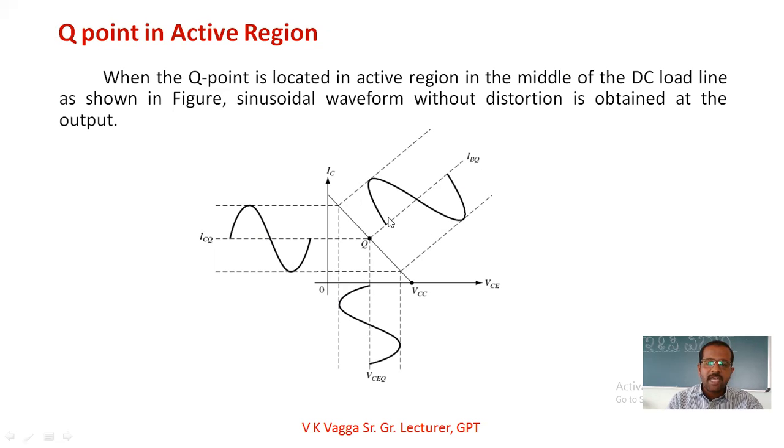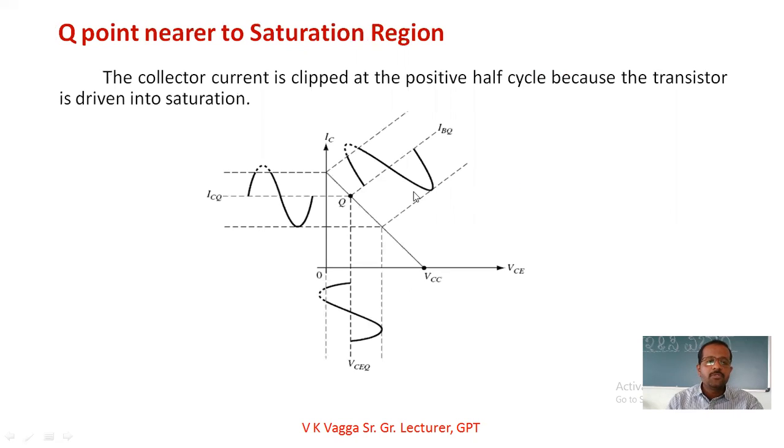This is the IB current, the input current, this is the output current, and this is the output voltage here. Whatever input has been applied, the entire signal is going to appear at the output here, if you choose the Q point in the active region, in the middle of the DC load line. And if you choose the Q point which is near to the saturation.